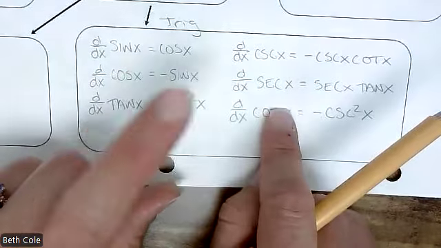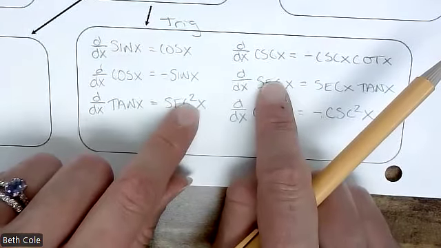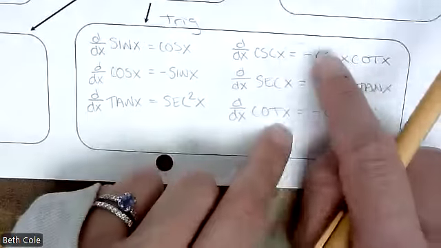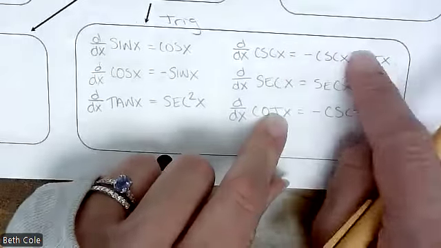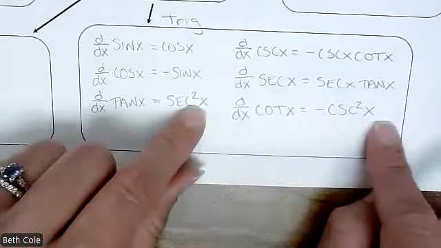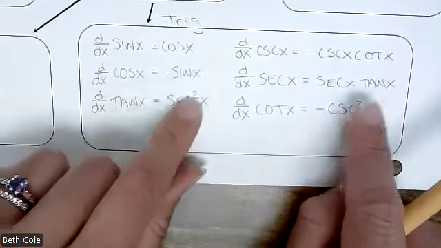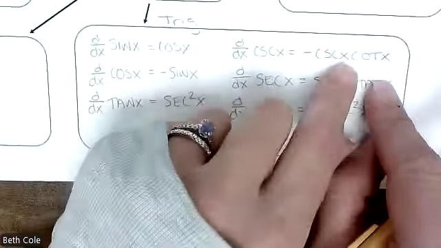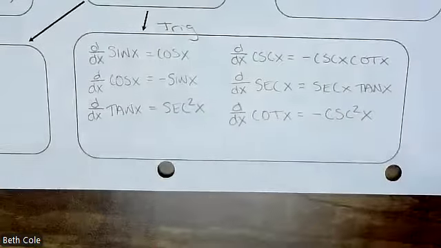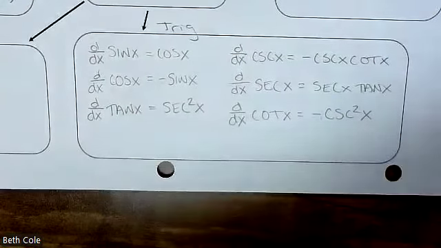And then do you see how tangent and secant have the same type of relationship as cotangent and cosecant? This one is secant squared and this one's negative cosecant squared. Those both have the squared. And then these just have each other. I'm telling you how I kind of think of it.